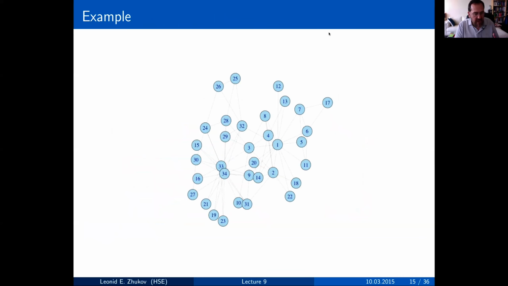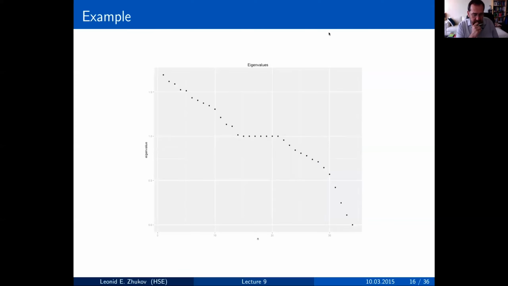Now, because there is so much math in here, I just want to give you a quick example of how this works. And by the way, the reason for that is that this will be your next homework: to implement this algorithm. This is the same Zachary karate club graph we looked at last time. These are the eigenvalues of the Laplacian matrix of this graph.